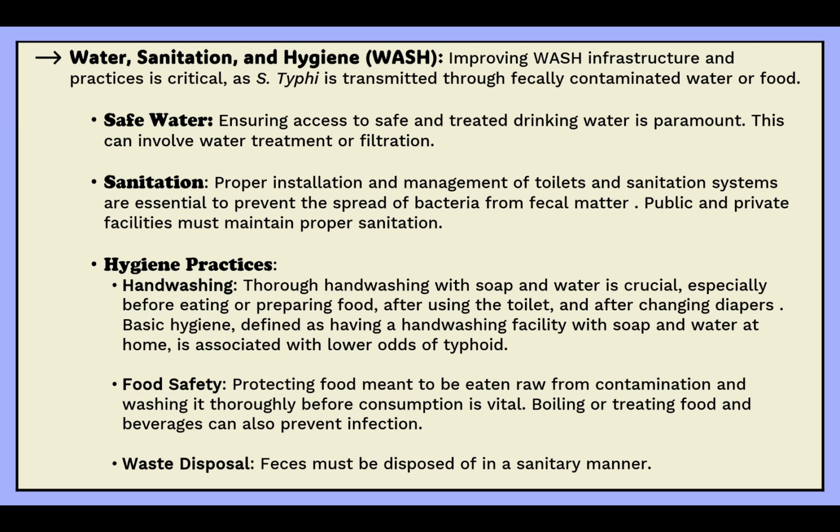Hygiene practices are fundamental. Thorough hand washing with soap and water is crucial, especially before eating or preparing food, after using the toilet, and after changing diapers. Basic hygiene is strongly associated with lower odds of typhoid. Food safety involves protecting food meant to be eaten raw from contamination and washing it thoroughly, as well as boiling or treating food and beverages. Lastly, feces must be disposed of in a sanitary manner. By combining these strategies, we can significantly reduce the burden of enteric fever.